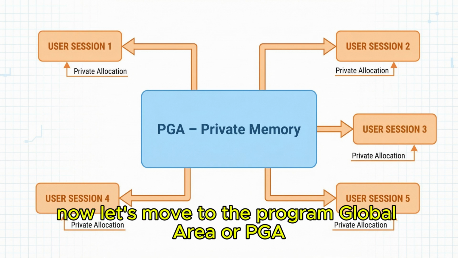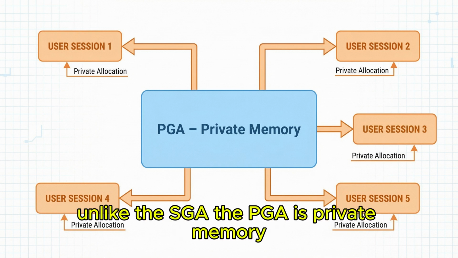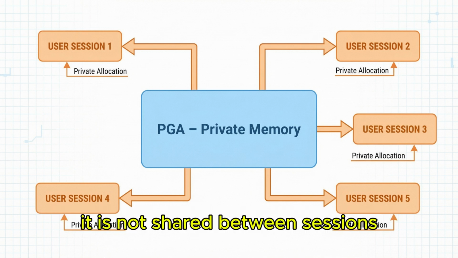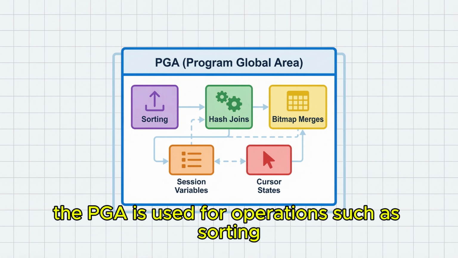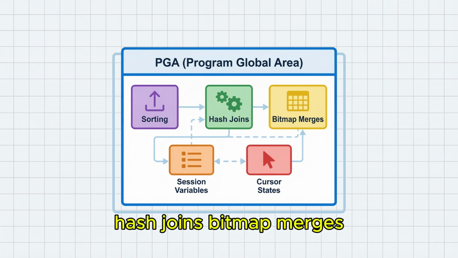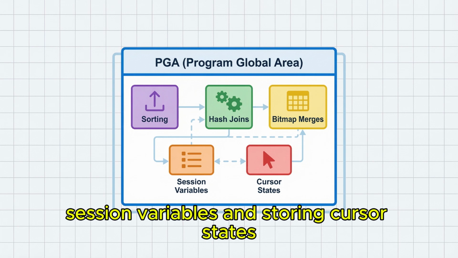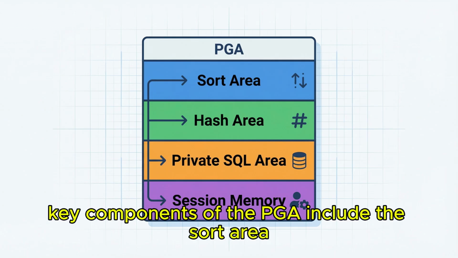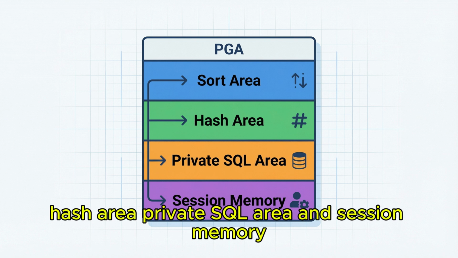Now let's move to the Program Global Area, or PGA. Unlike the SGA, the PGA is private memory allocated to each server or background process. It is not shared between sessions. The PGA is used for operations such as sorting, hash joins, bitmap merges, session variables, and storing cursor states for dedicated server connections. Key components of the PGA include the sort area, hash area, private SQL area, and session memory.